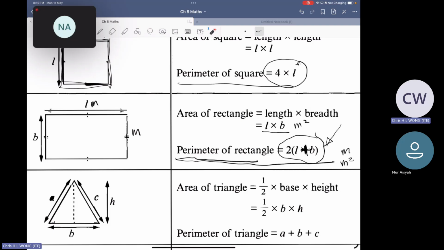Then the triangle also has a perimeter. The perimeter is the distance around the outside, isn't it? This plus this plus this, A plus B plus C. That's why you have A plus B plus C outside. What is the perimeter of the triangle? A plus B plus C. Meter or meter square? Meter, no square. Okay. All good?